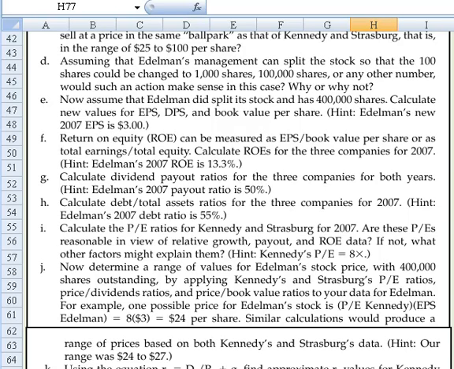Okay, now let's take a look at I, and we'll look at J as well in this quick multimedia presentation. Calculate the PE ratios for Kennedy and Strasberg for 2007. Are these PEs reasonable in view of relative growth, payout, and ROE data? If not, what other factors might explain them? And they tell us that Kennedy's PE multiple is 8 times, or 8x.